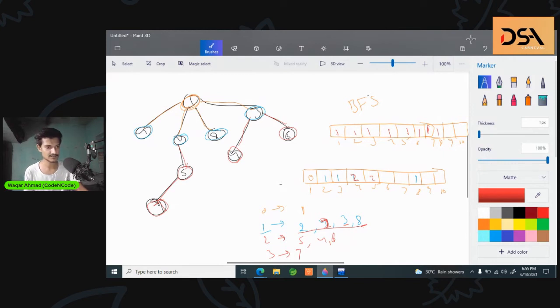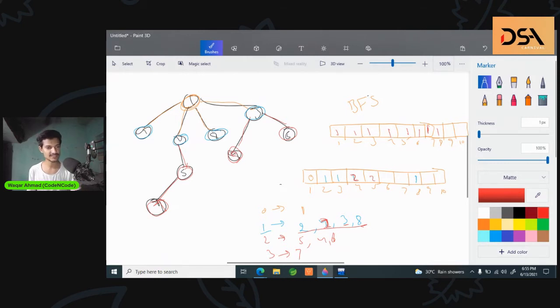So 8, 9, 1, 2, 3, 4, 5, 6, 7, 8, 9. There are only 9 nodes. So what is it that is missing? 1, 2, 3, 4, 5, 6, 7, 8, and this is 9. Either this is 9 or that is 9.